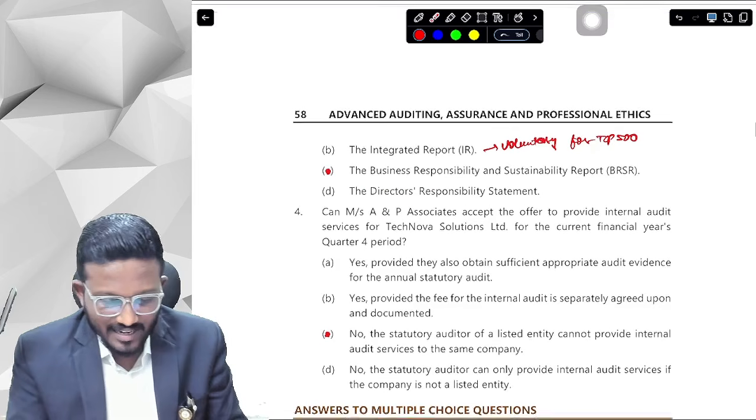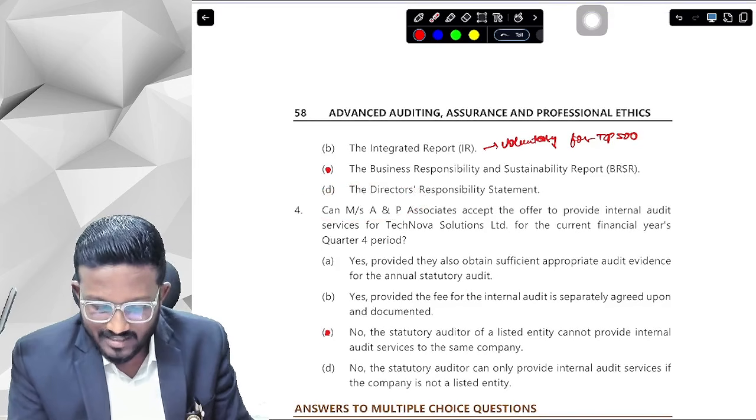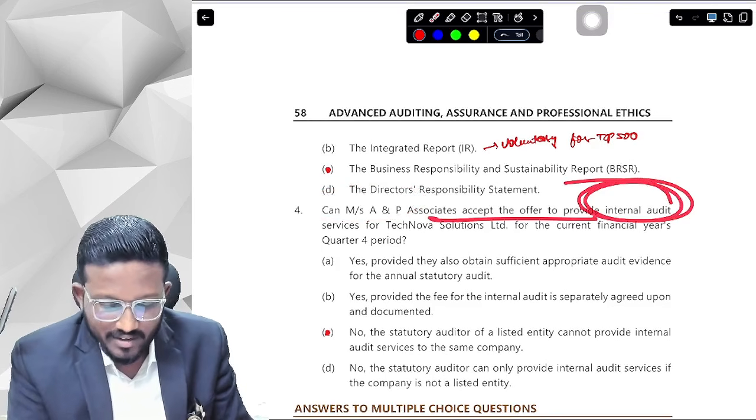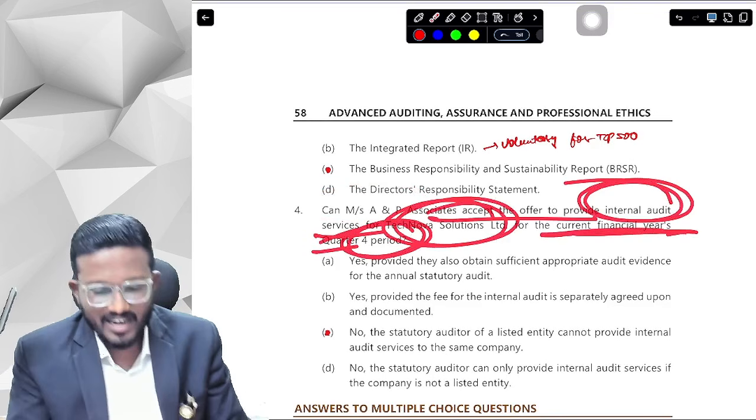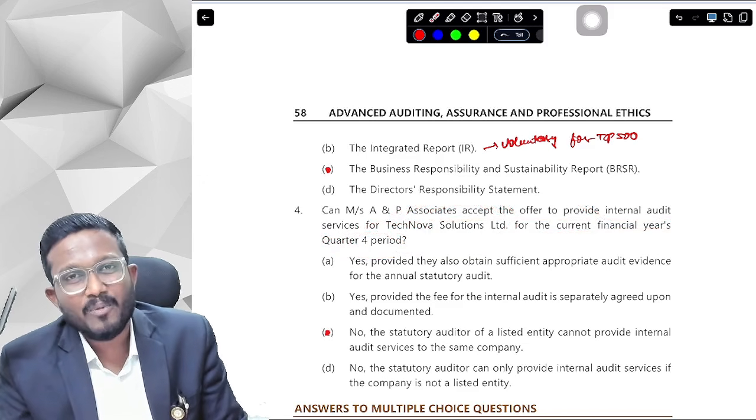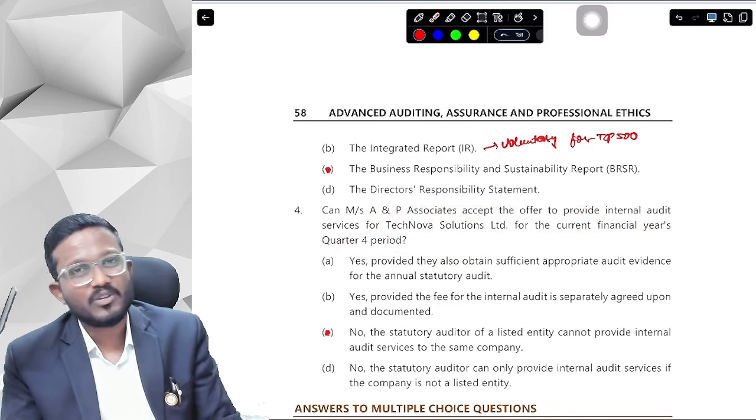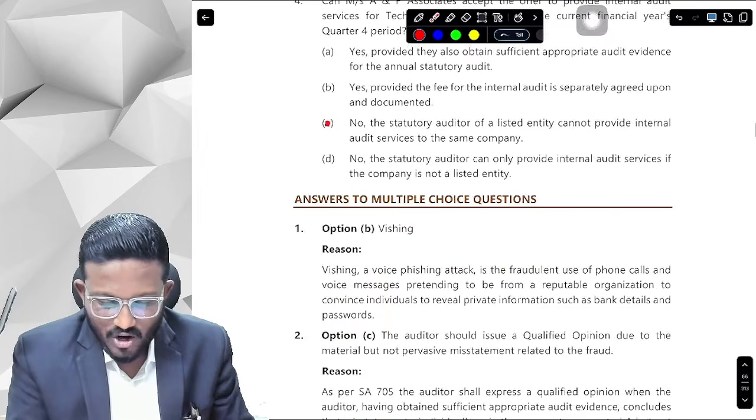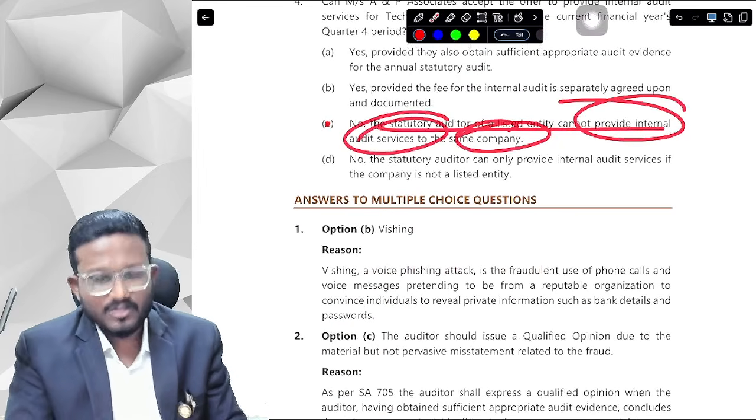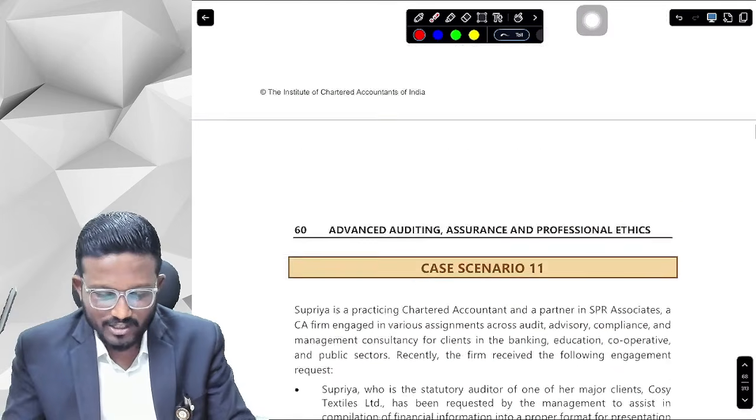Okay, yes sir. Next, here it says there is a Messrs and Associates. Can they accept an offer to provide internal audit services to a company for the current financial year's Q4 period? Sir, you are the statutory auditor, can I provide internal audit services to the company? No, I cannot provide. Section 144, this is prohibited. So a statutory auditor cannot provide internal audit services to the same company. Okay, yes sir, this was your case scenario number 10.